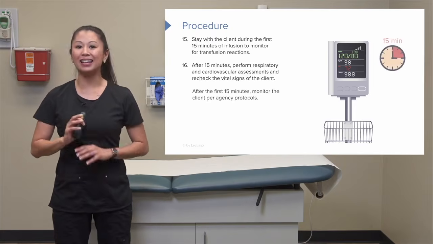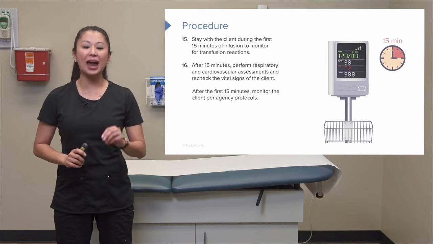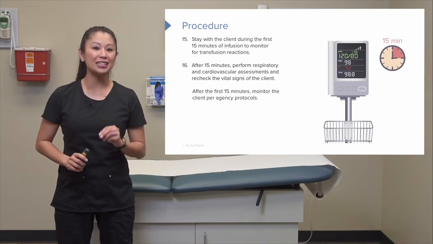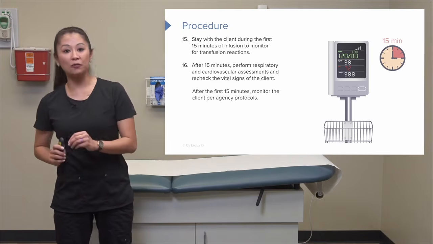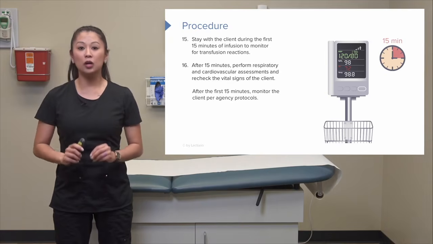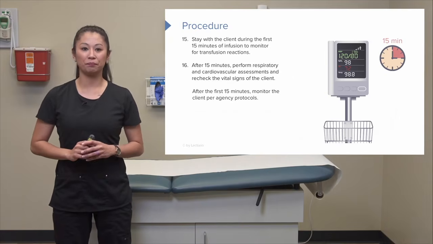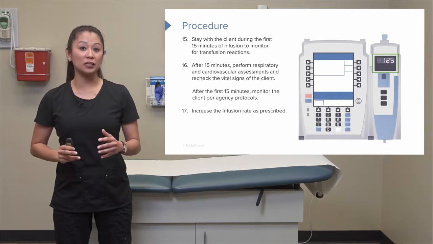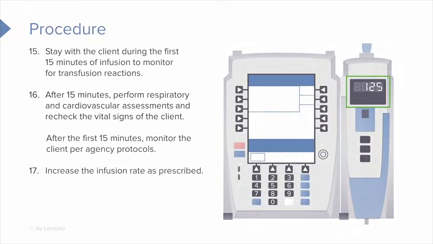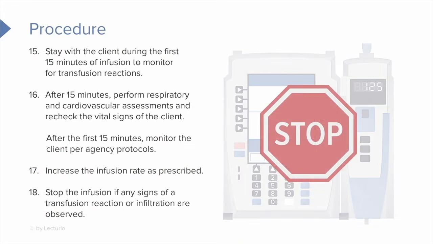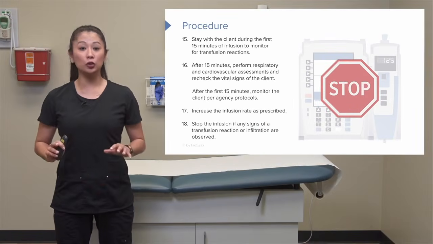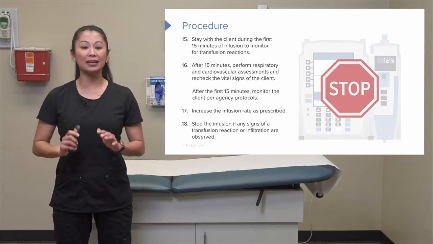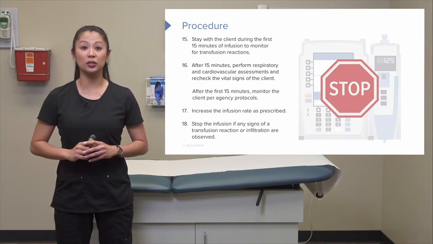Now, every agency is a little bit different, but it's pretty standard that you check vital signs after the first 15 minutes of initiating the blood transfusion. But the frequency thereafter is very specific to the agency protocol, so make sure that you check yours. Now we can increase the infusion rate as prescribed and as the patient tolerates it. One more thing to note: stop the infusion if any signs of reaction occur, but don't forget to check the IV site, because infiltration, leaking around the site, or pain can occur at the IV site with blood administration.